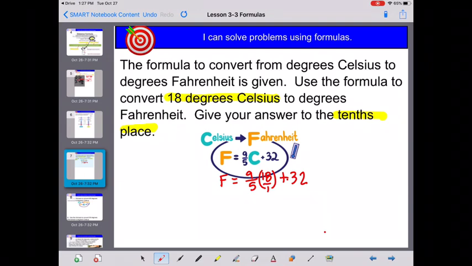So 18 over 1. And so now you simply multiply. 18 times 9. We're going to solve this first. 18 times 9. Do a little side problem, or perhaps you did 9 times 10 and 9 times 8 and added those together.